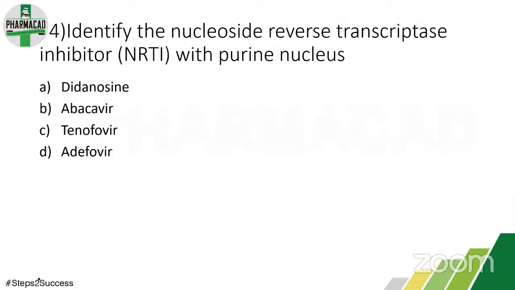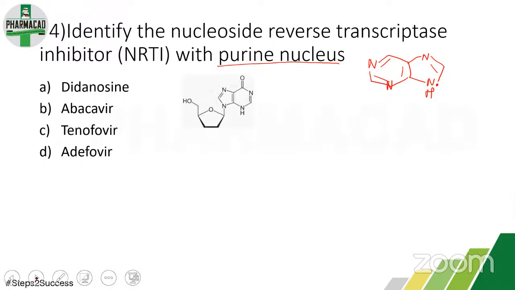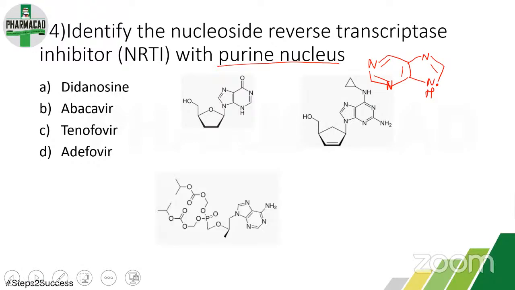The next question, identify the nucleoside reverse transcriptase inhibitor with purine nucleus. Purine nucleus is what? This N is with one H. Okay, so this is the purine nucleus. This is didanosine. This is abacavir, tenofovir, and adefovir.